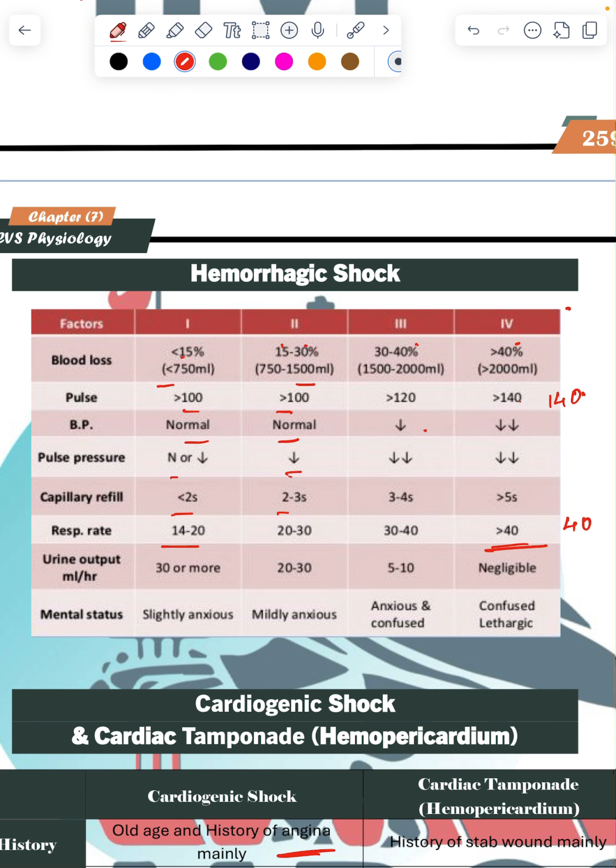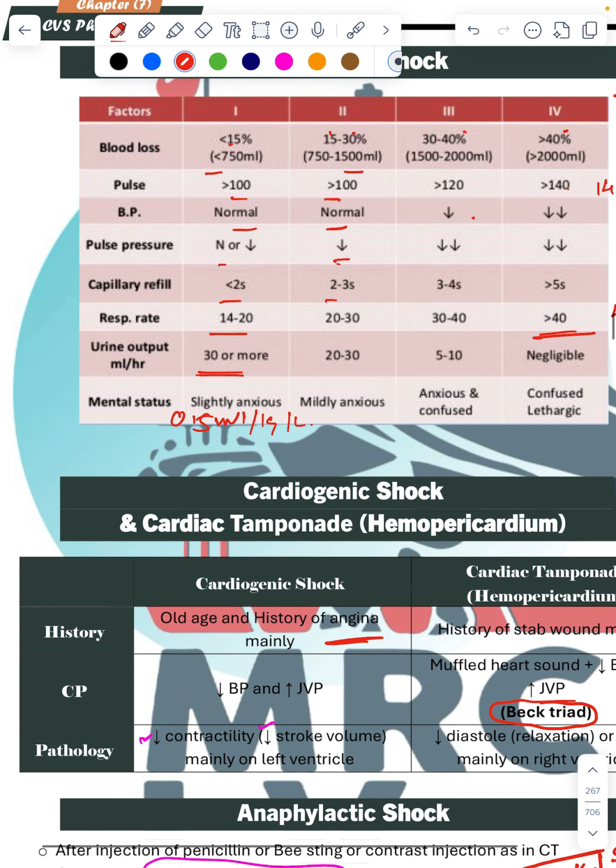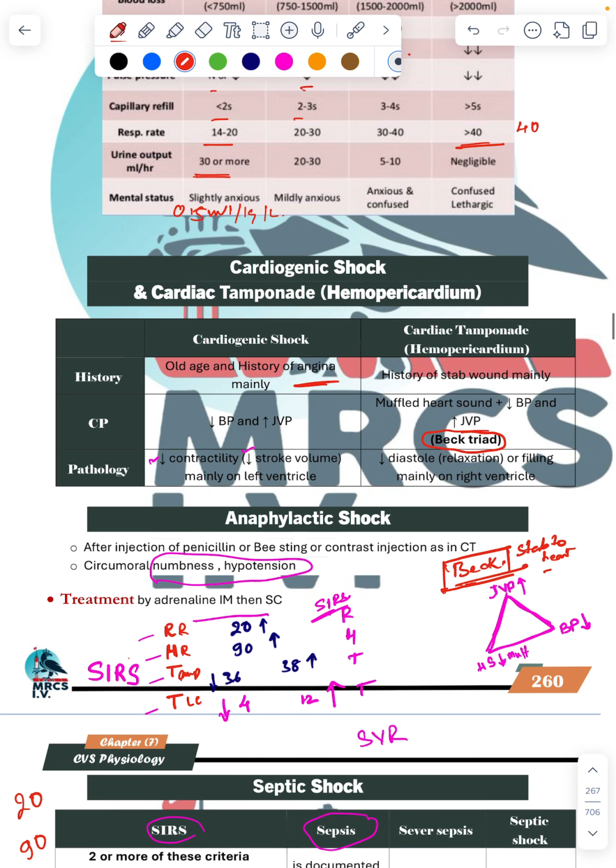This is class 4. Urine output is negligible, 30 or more in a 70 kg man. It has to be 0.5 ml per kg per hour. Should be urine. Mental state is anxious, mildly anxious, confused. So cardiogenic shock, that was hemorrhage.